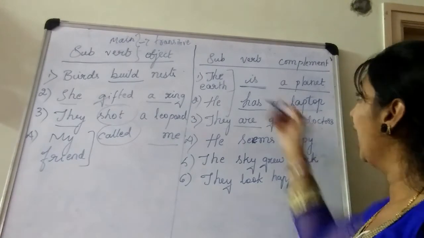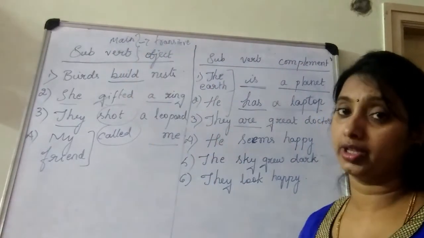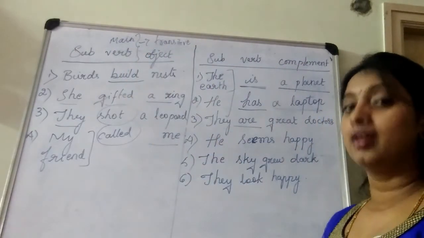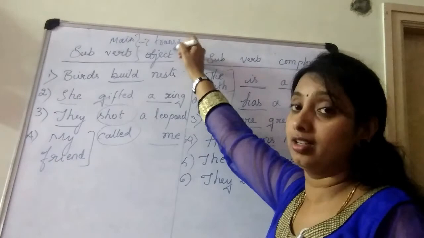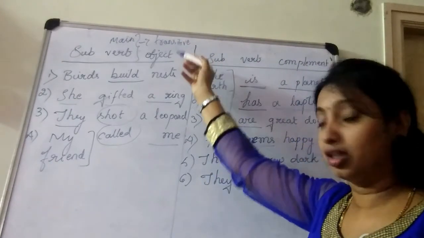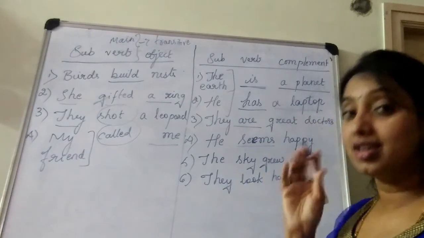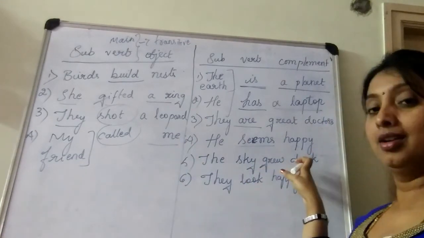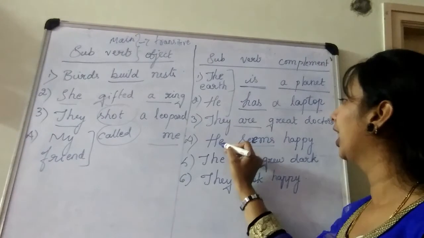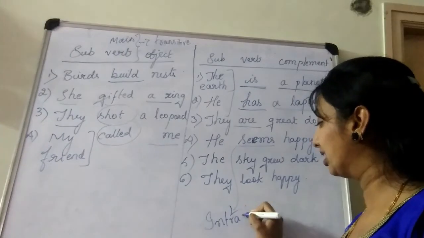Then why have I written these three sentences in this group, not in that group? Why don't we get an object? Why do we get a complement? That is because seems is a main verb, but I have told one condition here. If a main verb is a transitive verb, then only we can get those objects. If this main verb is an intransitive verb, we do not get objects, but we get the complement. So, he seems happy. Seems is, yes, an intransitive verb.